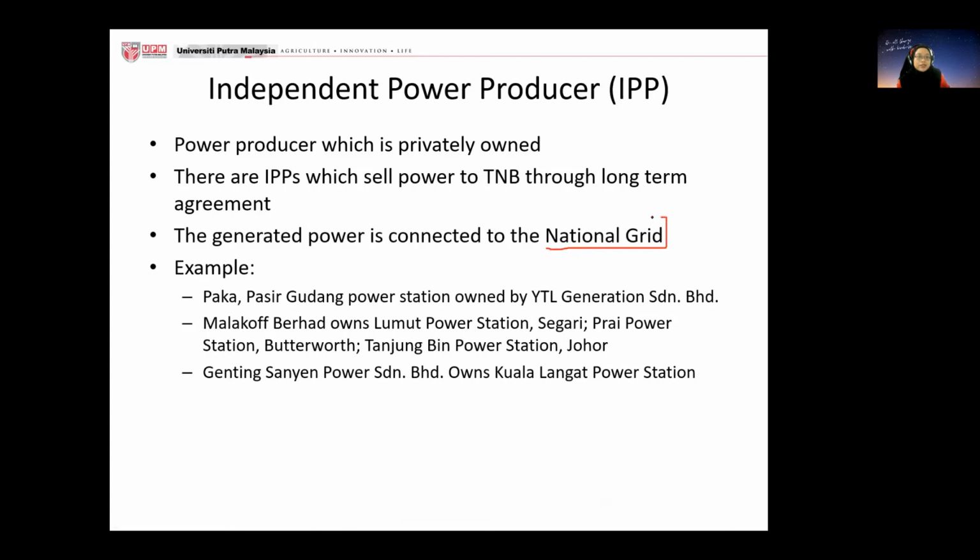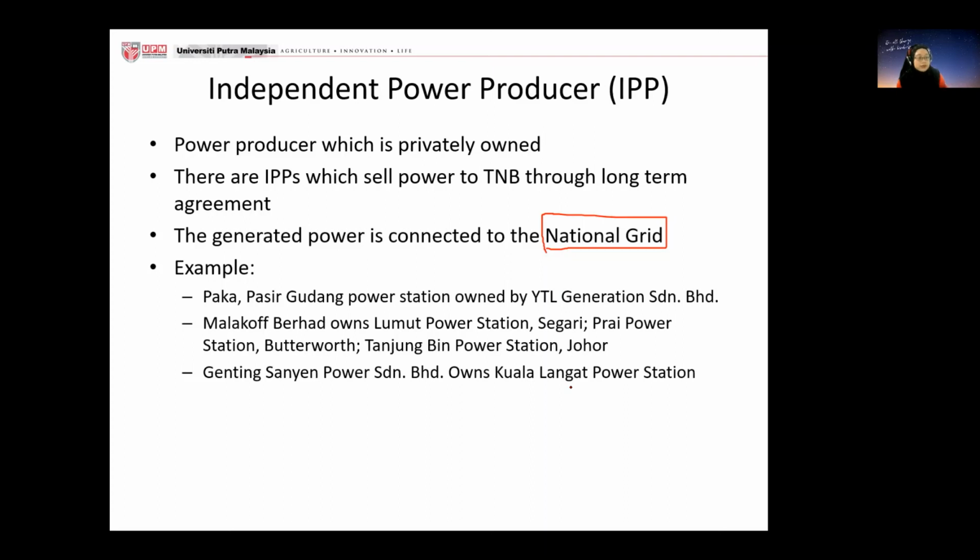We will look at the national grid in a few more minutes, so keep that in mind. A few examples of IPP are YTL Generation, which owns Paka and Pasir Gudang; Malakoff Berhad, which owns Lumut Power Station, Prai Power Station, and Tanjung Bin Power Station; and we also have Genting, which owns Kuala Langat Power Station.